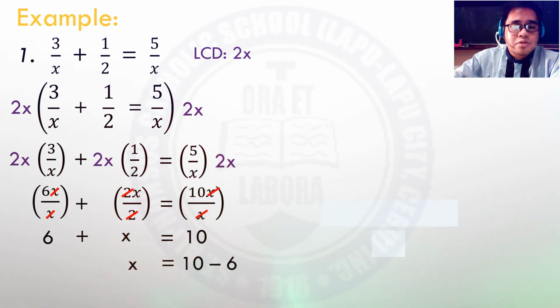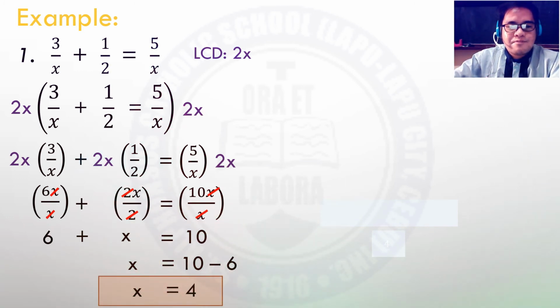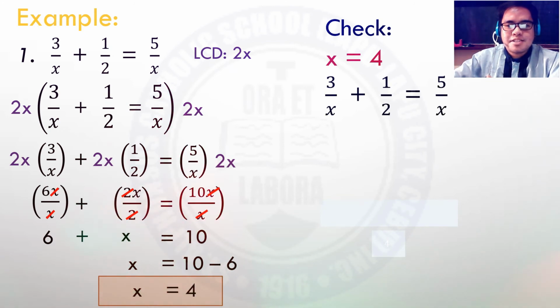So x is equal to 10 minus 6, and x is equal to 4. To verify that your answer is correct and that your equation is a true mathematical statement, let's check. If x is equal to 4, write the given rational expression: 3 over x plus 1/2 is equal to 5 over x. Now substitute the value of x. So we have 3 over 4 plus 1/2 equals 5 over 4.